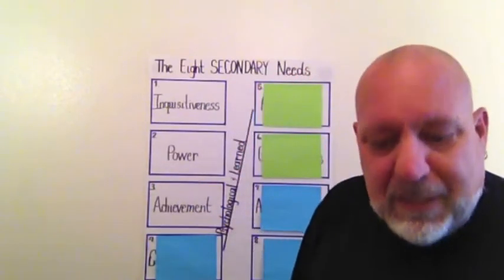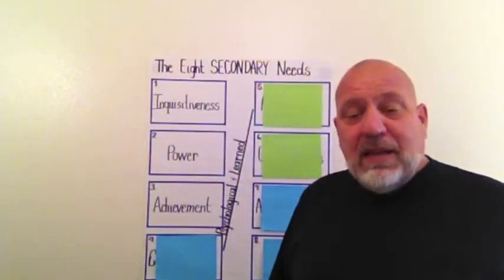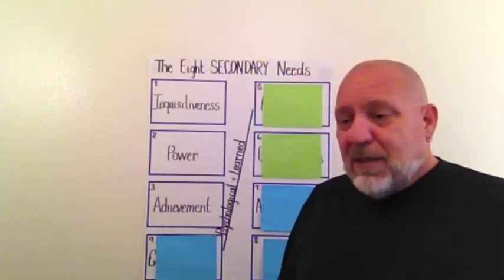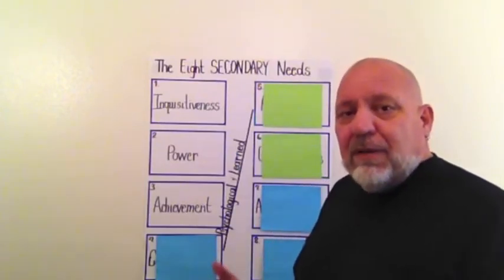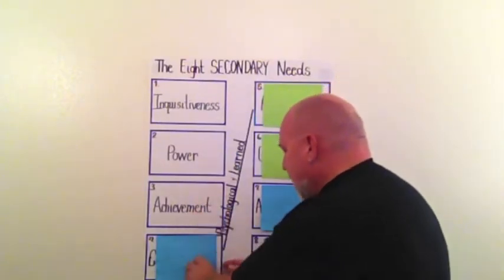Number 3 is achievement. As humans, we all have a need to achieve. We have a need to create something, to do something, to make something, to contribute. And so again, when the needs are met, we can make that happen.